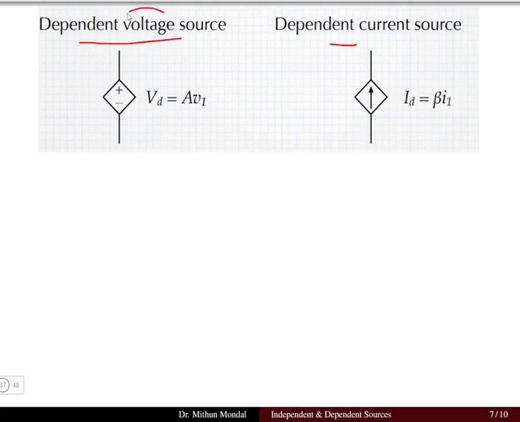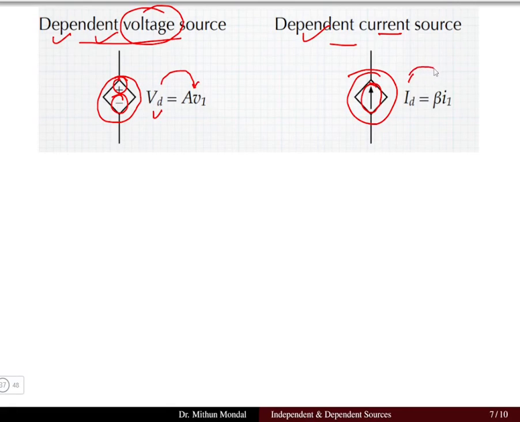If we have a voltage source, and since it is dependent, we will have a diamond shape symbol with positive and negative terminals. If we have a current source which is dependent, then we will have an arrow shape with a diamond symbol. So now it is a dependent voltage source. The voltage is dependent on some other quantities in the network. If you have a current source which is dependent, it can also depend on some other quantities in the network.